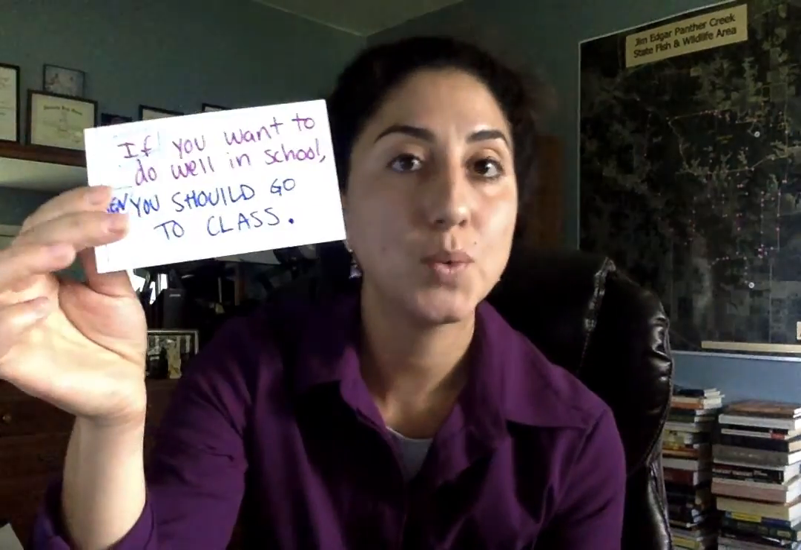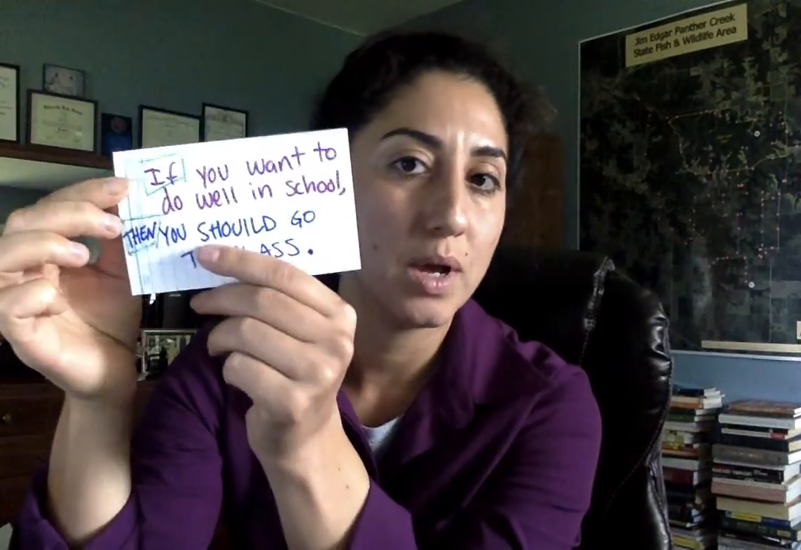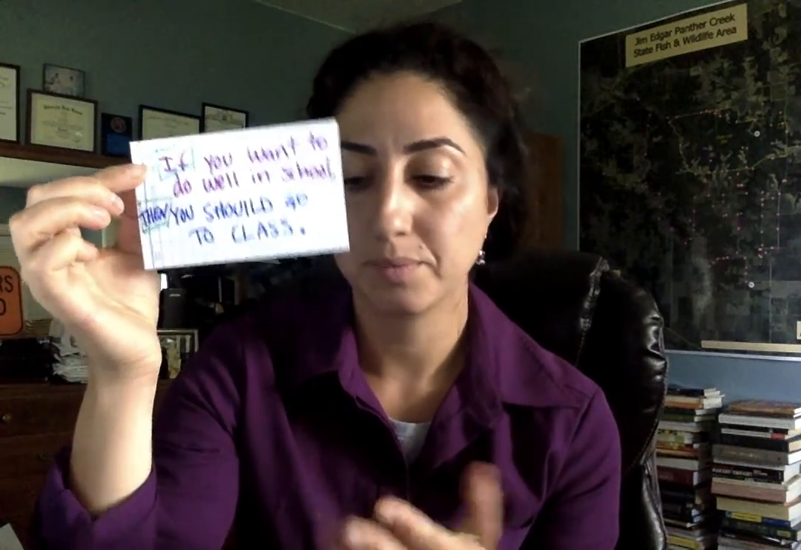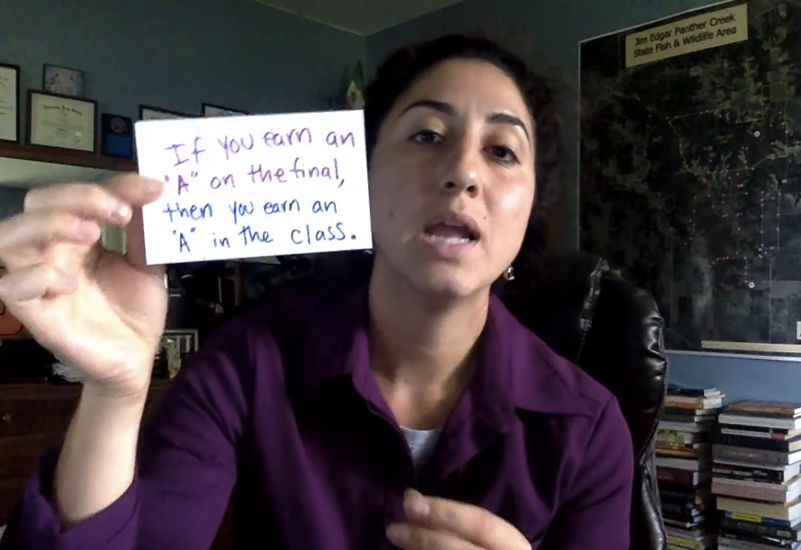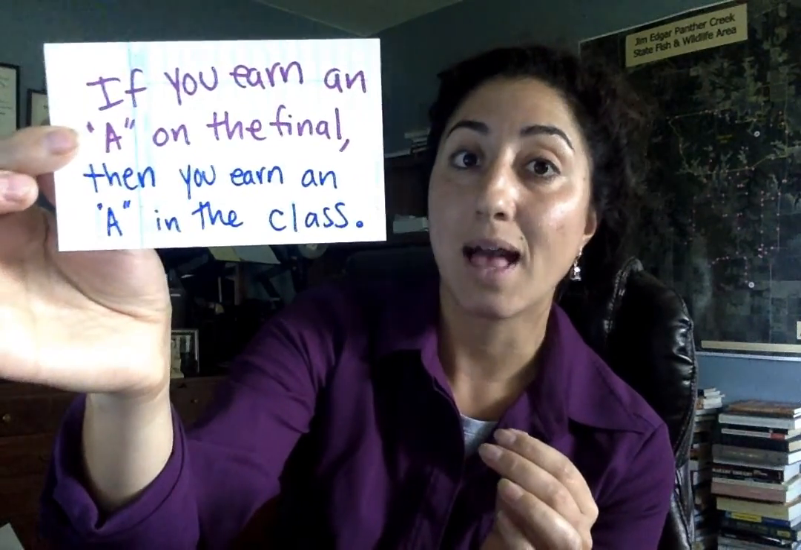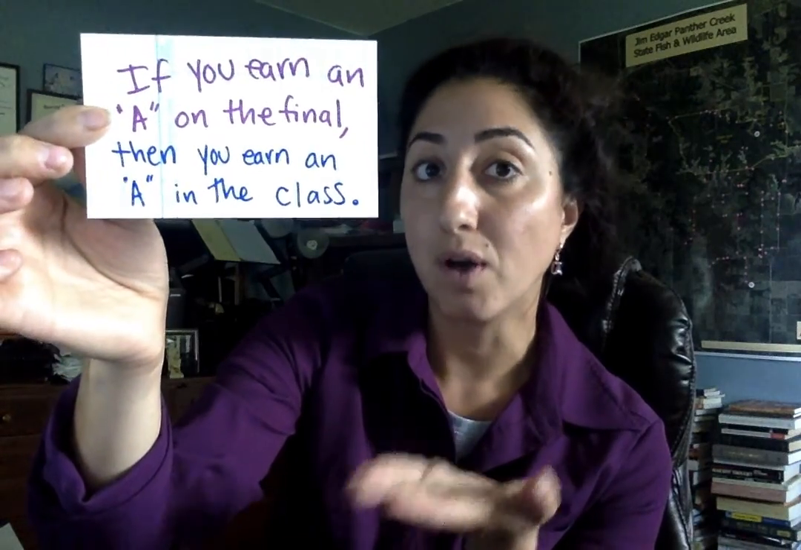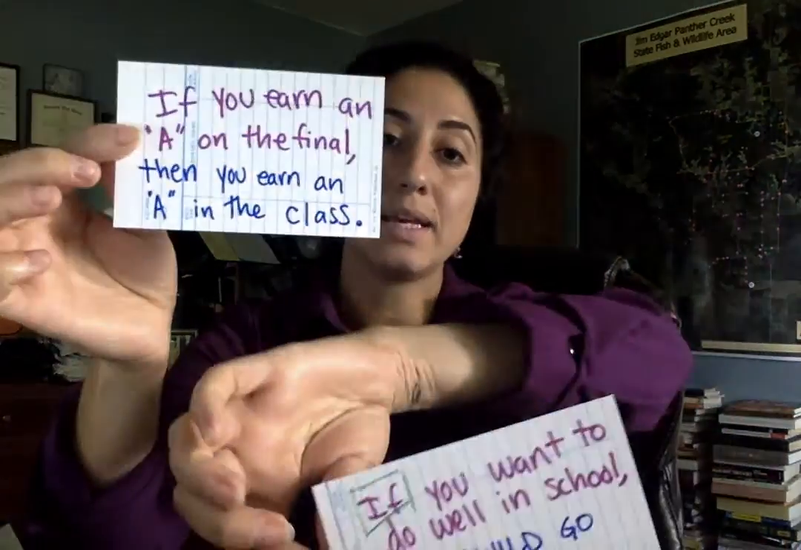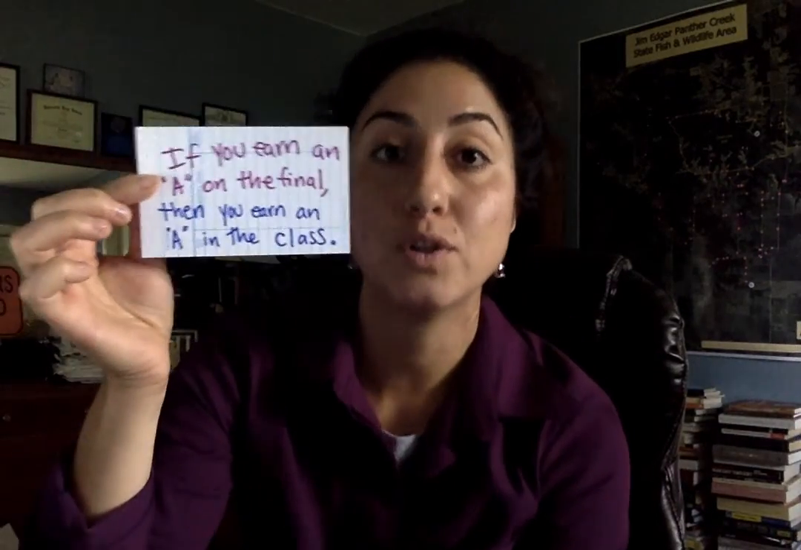If you want to do well in school, then you should go to class. There is also a way to prove this wrong. If you earn an A on the final, then you earn an A in the class. This can also be false. It can be false for different reasons, just like this one. We can attack the first part just like we can attack the second part. Let's try. If you earn an A on the final, then you'll earn an A in the class.